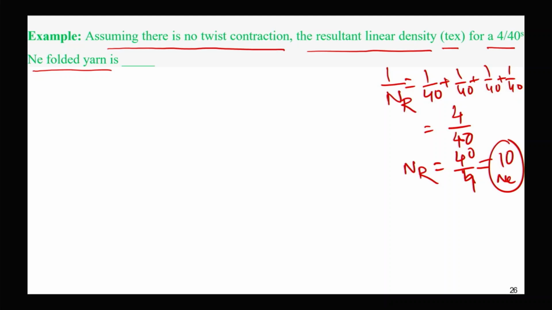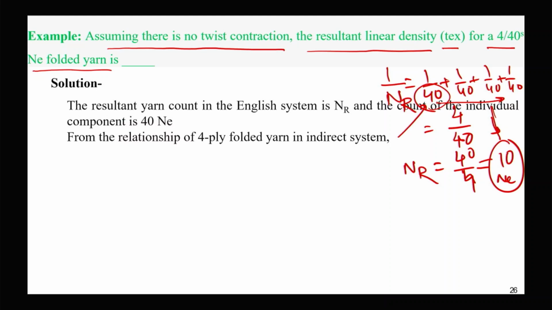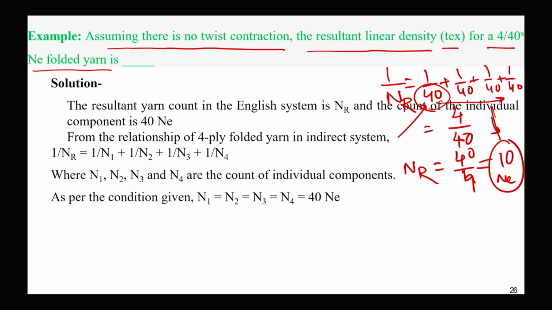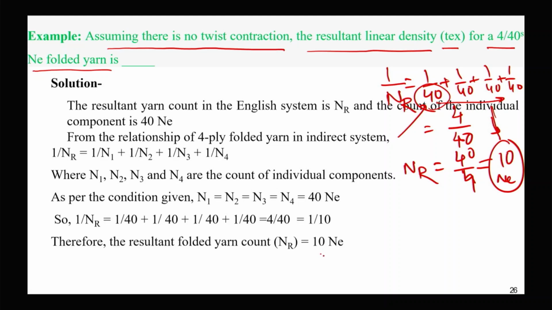So initially it was a finer yarn, as they are all of equal linear density. So this yarn will be with 4 folding, the yarn becomes 4 times thicker. So initially the individual component is 40, it's a finer one. So 4 times thicker means it will become 10. Okay. So 4 ply, this is 40, and we get 10 NE.